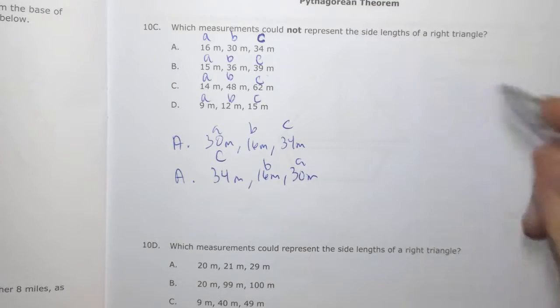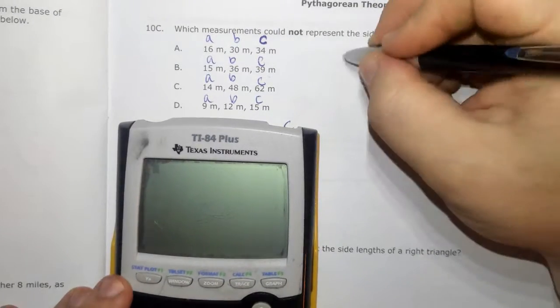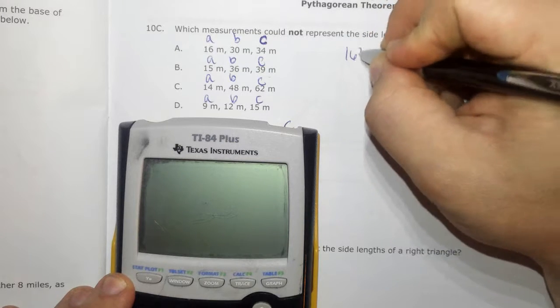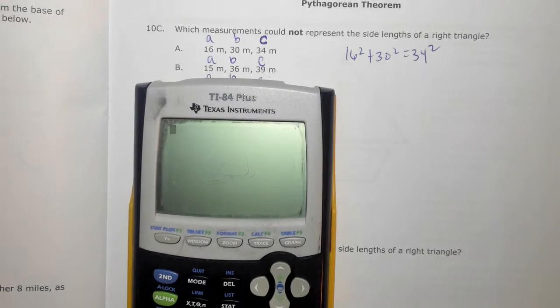All right, so let's check out letter A. For this one you have to work them all. So I would have 16 squared plus 30 squared equals 34 squared. Well, let's find out.